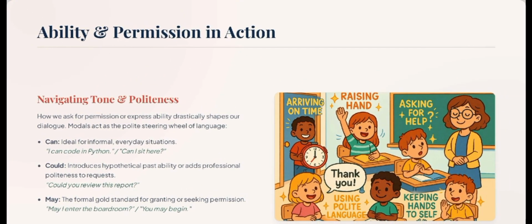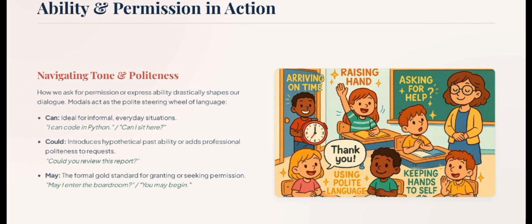So, ability and permission in action. Imitating tones and politeness: how we ask permission or express ability drastically shapes our dialogue. Modals act as the polite steering wheel of language. Can is ideal for informal everyday situations. Can I sit here? Could introduces hypothetical past ability or adds professional politeness to a request. Could you review this report? May is the formal gold standard for granting or seeking permission. May I enter the class?